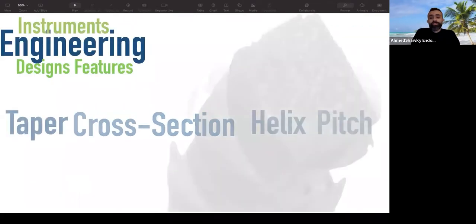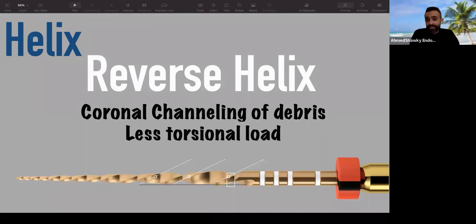Also, we have something about the helix. The helix in all the files of Perfect Endo is a reverse helix. This is a very smart feature because we want the debris to go along the helix and go up, not down. Previously, we were having files from other companies that have a downward helix. So when you go down the root canal, especially in reciprocation motion, you push debris down beyond the apex, causing post-operative pain and clogging of the apical third. But now we have coronal channeling of debris, and this will decrease the clogging of the instrument and reduce the torsional load so the instrument can survive difficult situations inside the root canal.